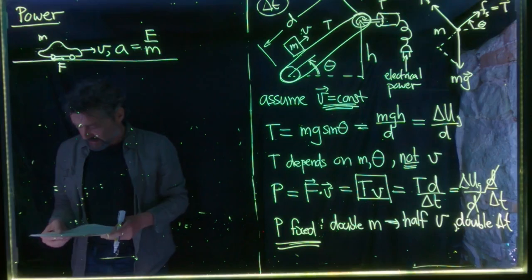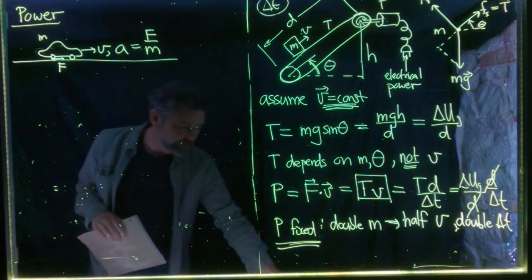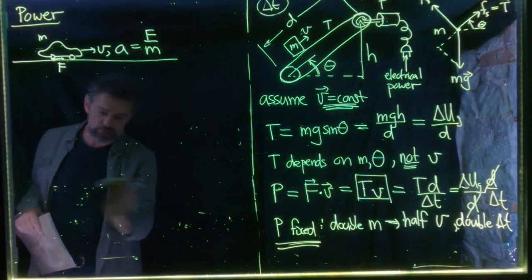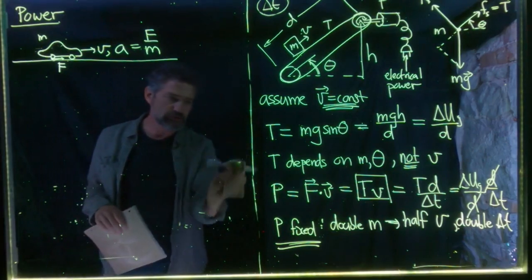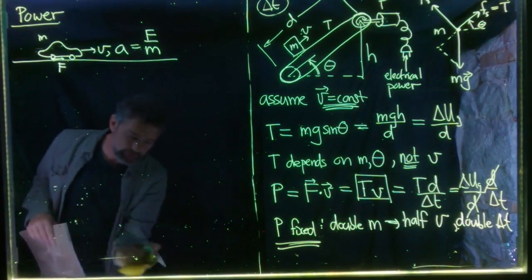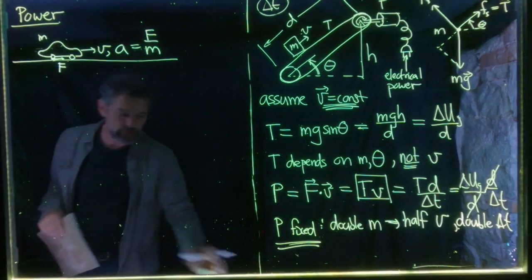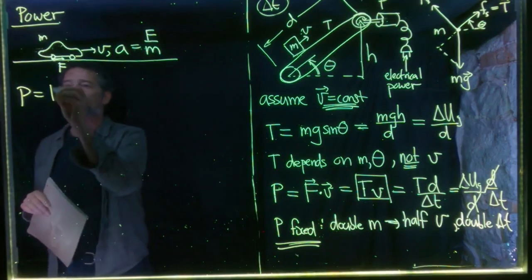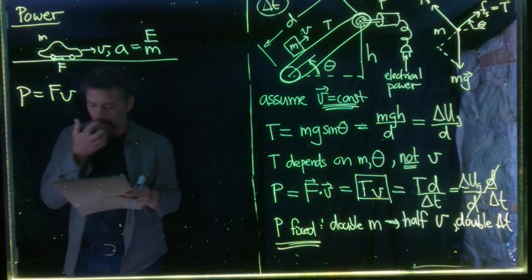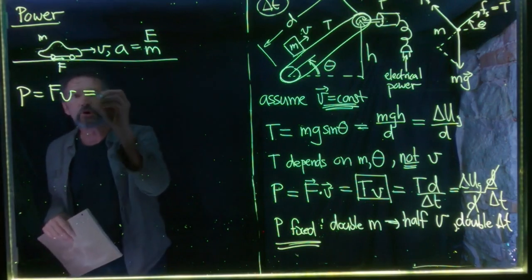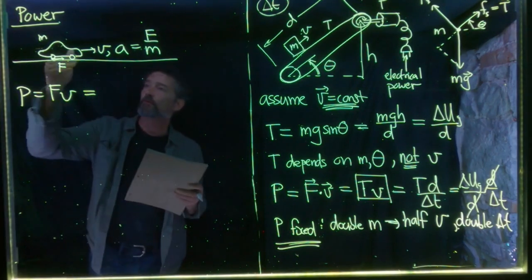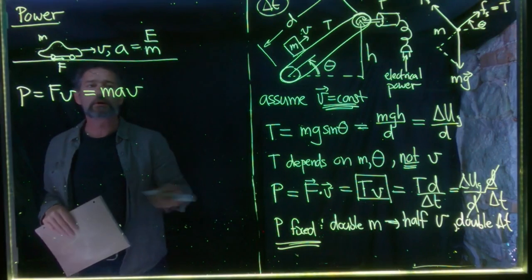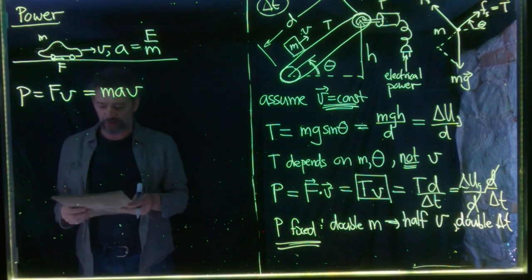Now, just a minute, power. Energy is force dot displacement. Power is force dot velocity. Always keep that in mind. So the force is in that direction, the velocity is in that direction. The dot product is just the force times the speed. But then we also know, according to Newtonian dynamics, that the force is the mass times the acceleration. So power is mass times acceleration times the speed of the car. This is an interesting relationship.